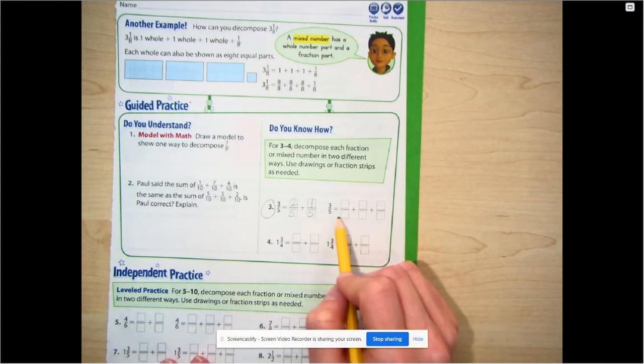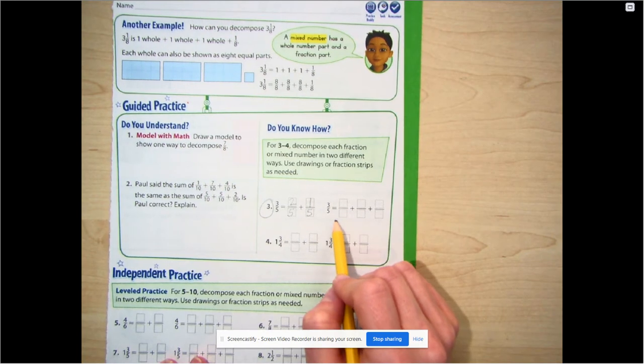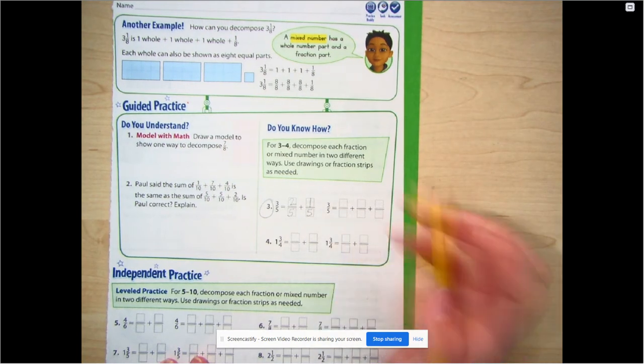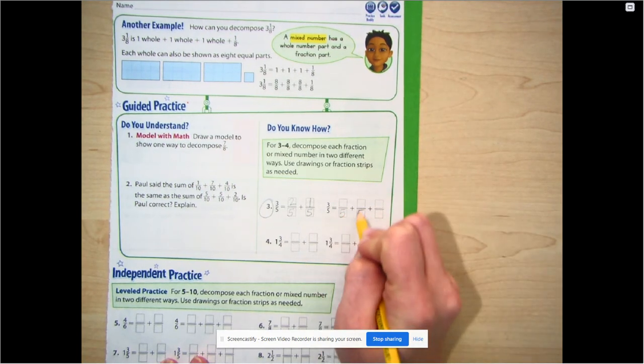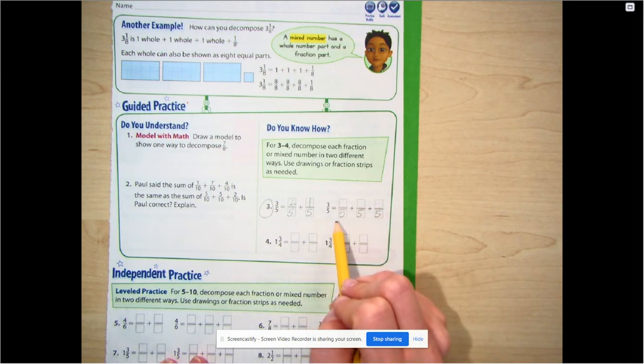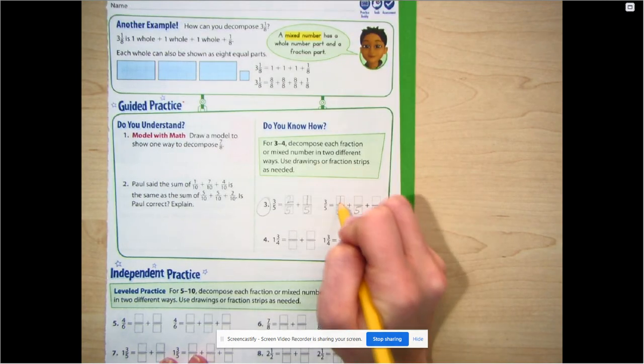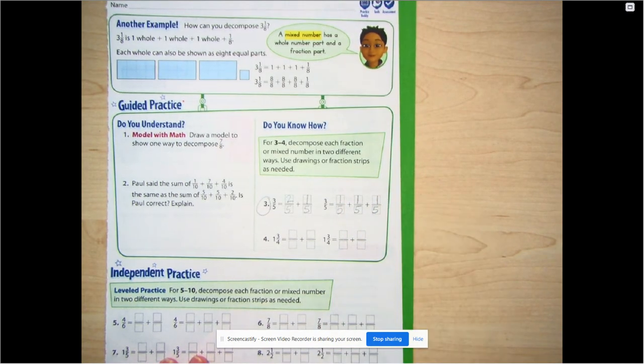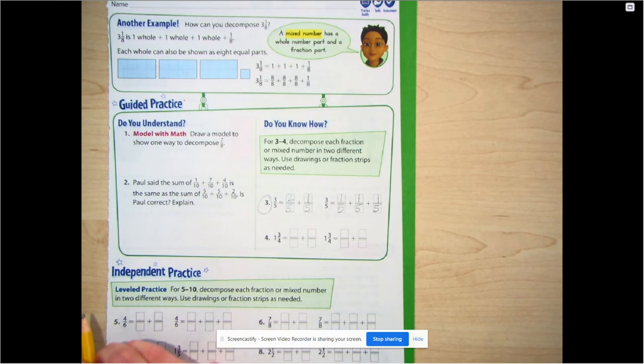It wants us to decompose 3/5 again, but to do it 3 times. So now I want you to tell me in the Edpuzzle, what is the numerator going to be? There's only one answer here. What does the numerator have to be in order for it to be 3/5? Pop that in. It's got to be 1, right? 1/5 plus 1/5 plus 1/5 equals 3/5.